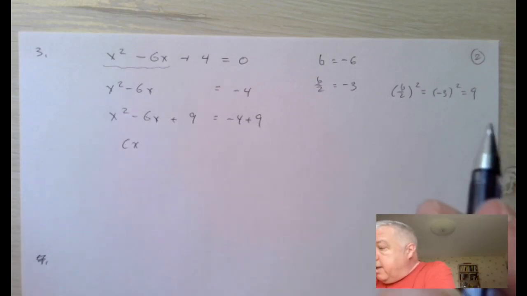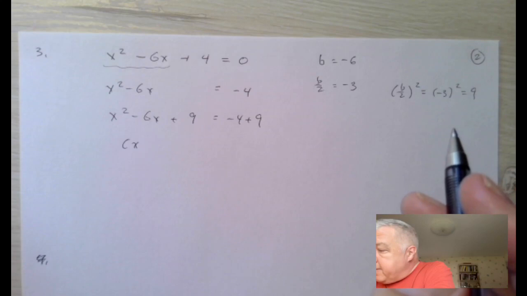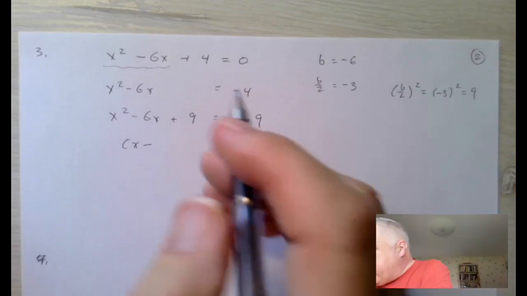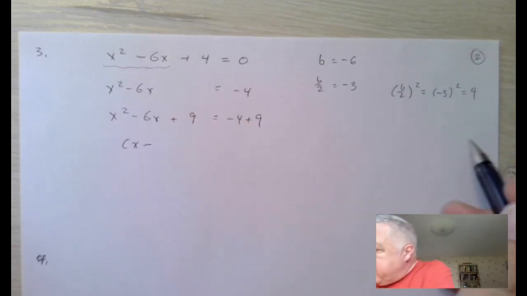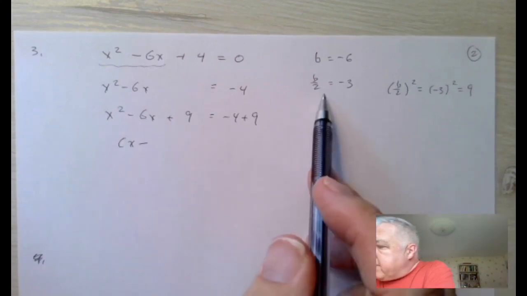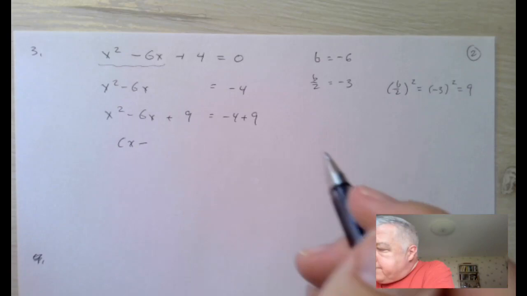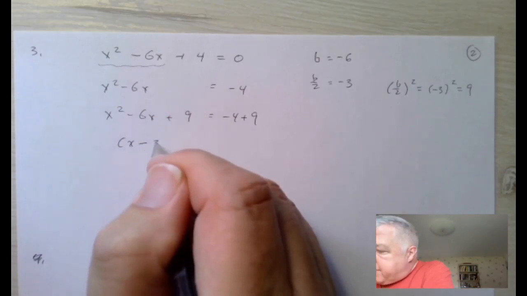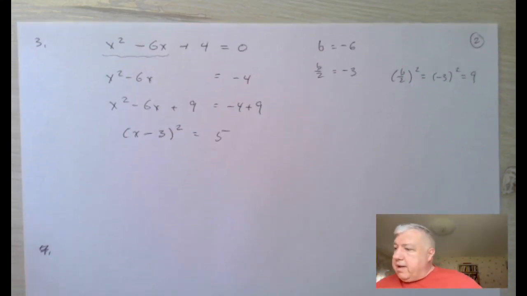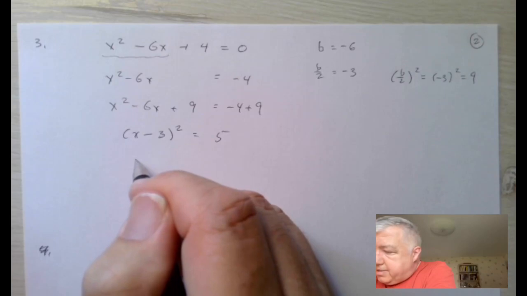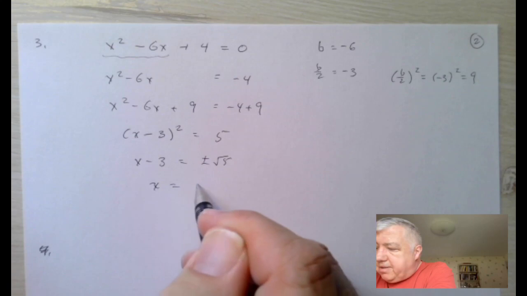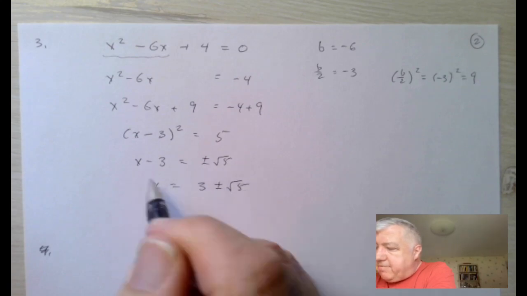x minus 3. Yep. So, actually, with x plus, but you can see. So this x plus b over 2 is going to be, in this case, b over 2 is minus 3. So the minus 3. Okay. And then this will be 5. And then I'll just take the square root of both sides and get x minus 3 is equal to plus or minus the square root of 5. So x will be 3 plus or minus the square root of 5.